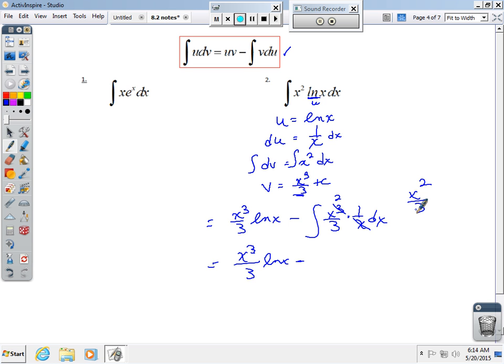Add 1 to that. Divide. So that's going to end up being an x cubed over 9. And then plus c. And there's your solution. But again, I'm not going to do this, but if you wanted to take the derivative of that, you should end up with what we started with.